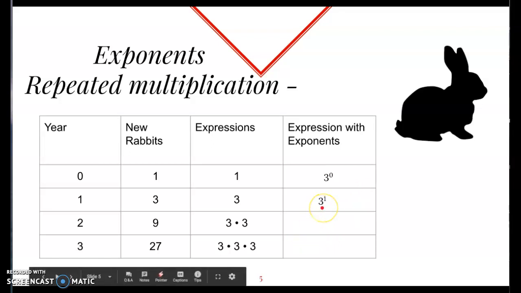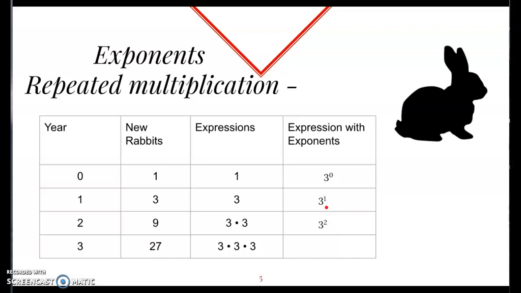So the next year, that rabbit gives birth to 3 rabbits. So I can write that expression as 3 to the first power, first exponent. That next year, those 3 rabbits each give birth to 3 rabbits. So there are 9 total new rabbits. So that exponent is that repeated multiplication. 3 times 3 is written as 3 squared. And then that last time, there are 9 rabbits giving birth, and they each give birth to 3. So again, that repeated multiplication can be written as 3 with an exponent of 3.